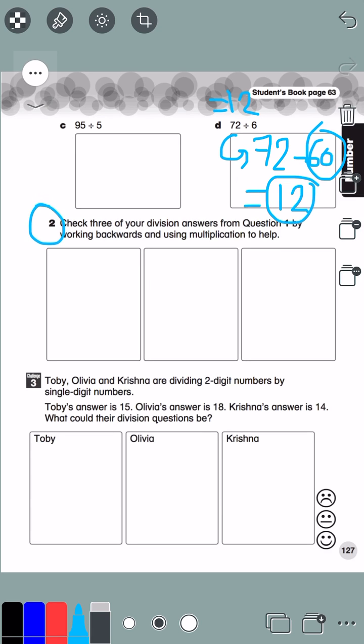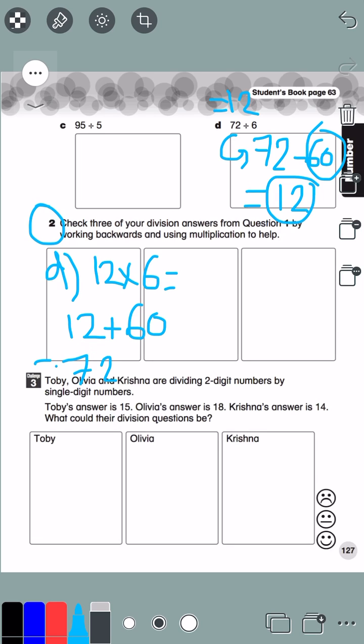Now in question 2, you have to check your division answers by multiplying the numbers. So in D, we multiply the answer, which is 12, times the number we're dividing by, 6. Now 6 times 2 equals 12, and 6 times 10 equals 60. So 12 plus 60 equals 72. So our division is correct.